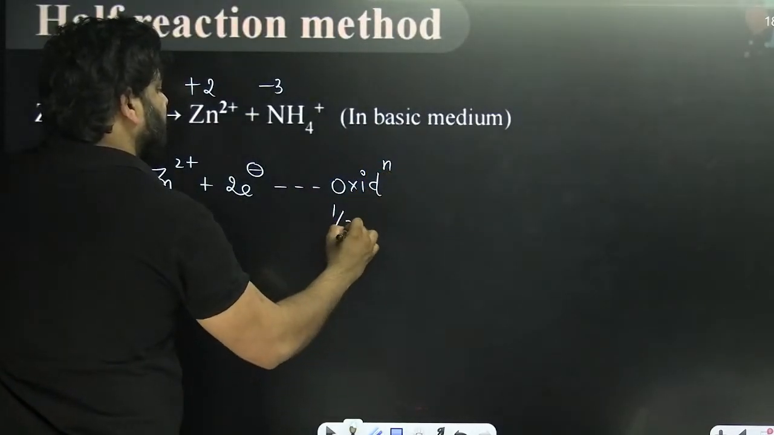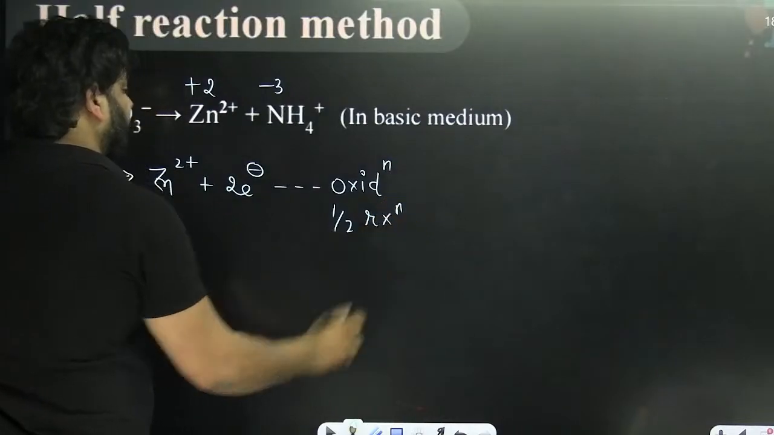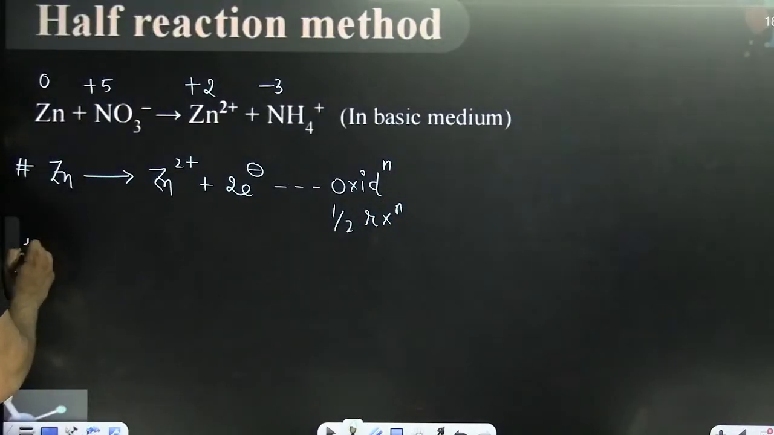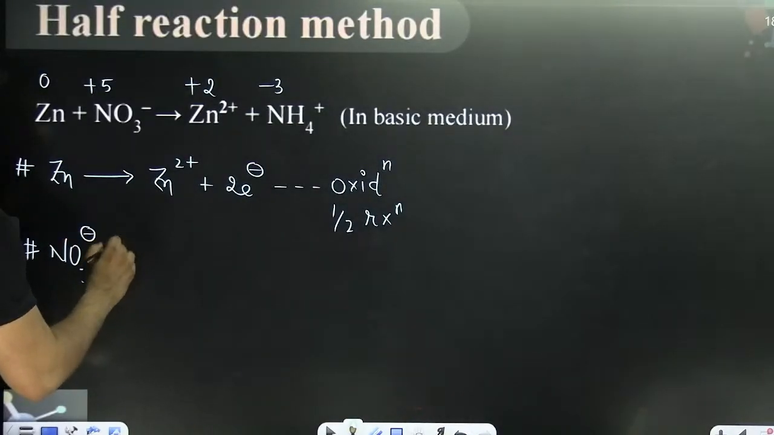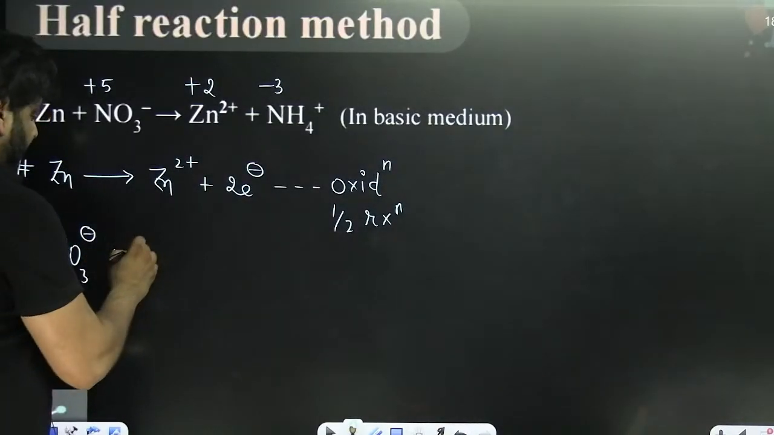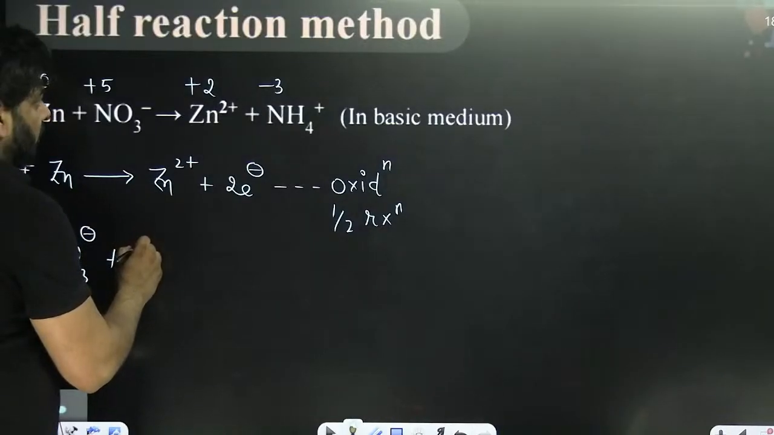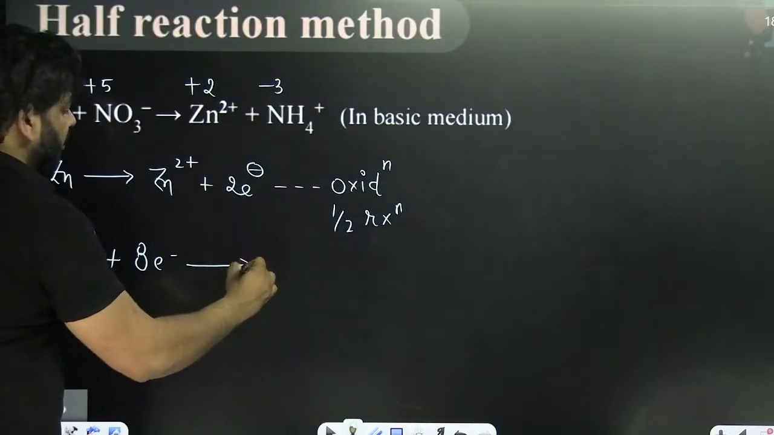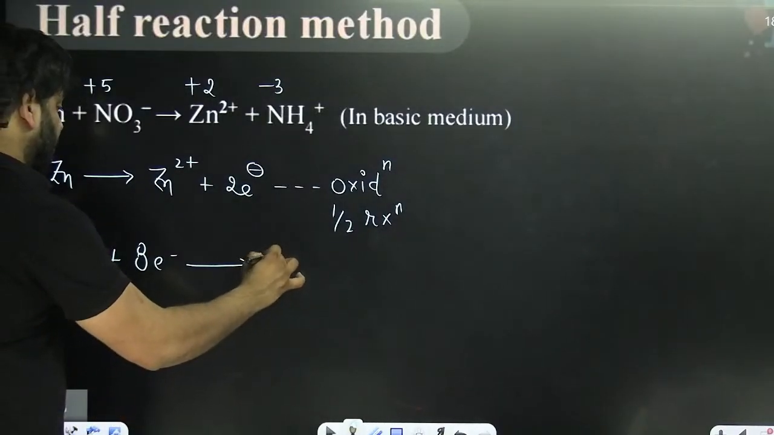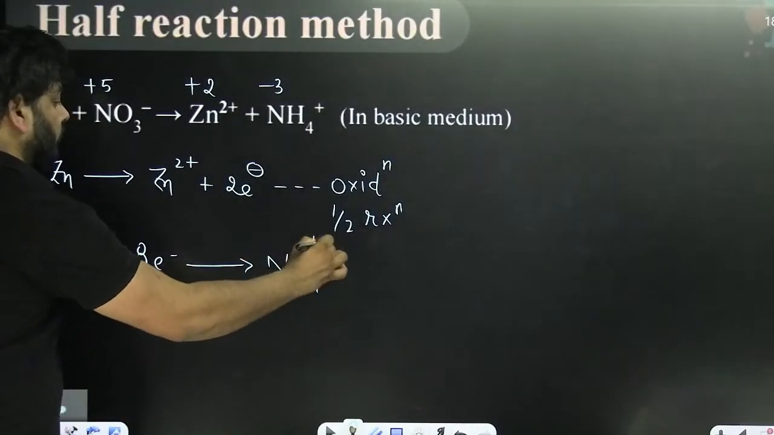Oxidation half reaction. Then we have another reaction, nitrate ion. Nitrate ion on acquiring 8 electrons: +5 to -3 something is going, 8 electrons have to be taken, and it is converting into NH4 positive.